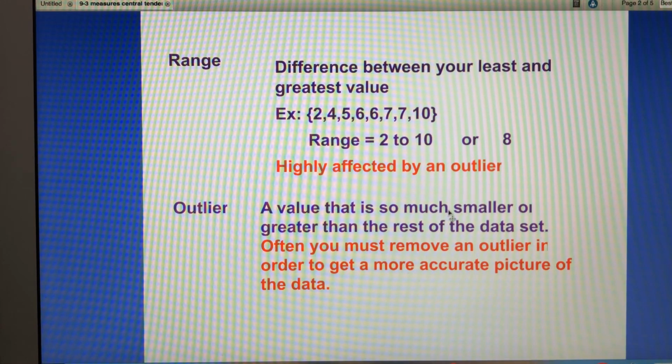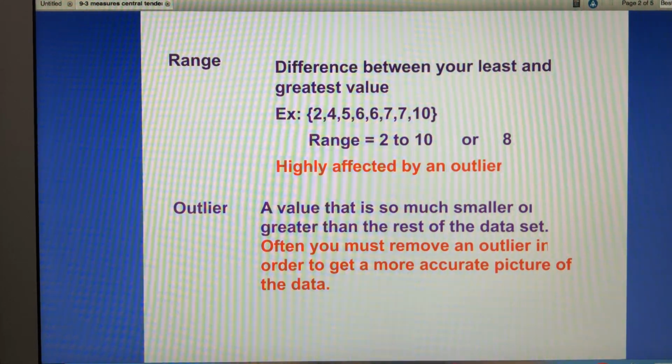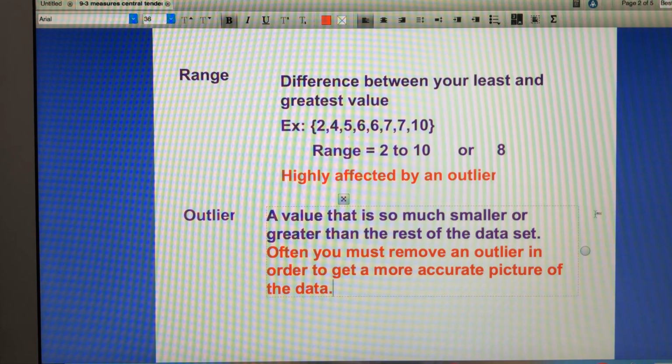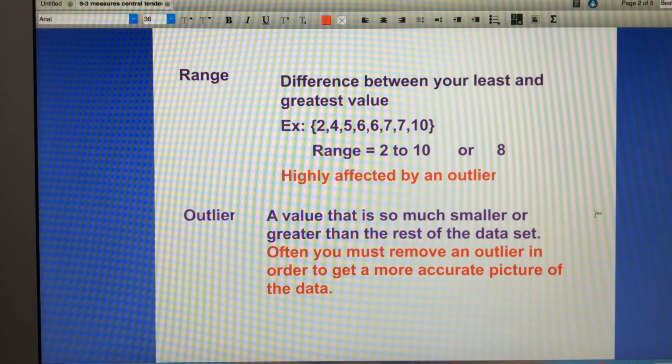Here comes that word outlier. This is a value that is much smaller or greater than the rest of the data set. Often you do have to remove this value because it ruins the data. You have to remove an outlier in order to get a more accurate picture of the data. So although you might be saying, well, that's not fair because if that person really had 50 quarters, it should count. Not if it skews the entire survey and it makes the entire survey useless, then there's no point in including it.